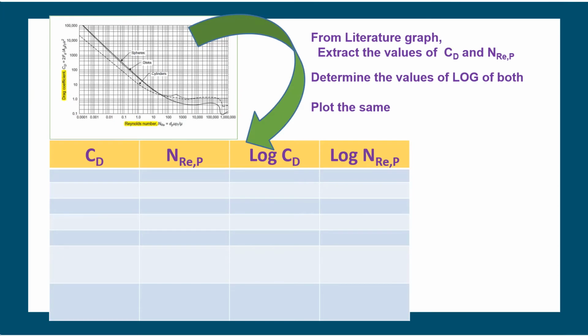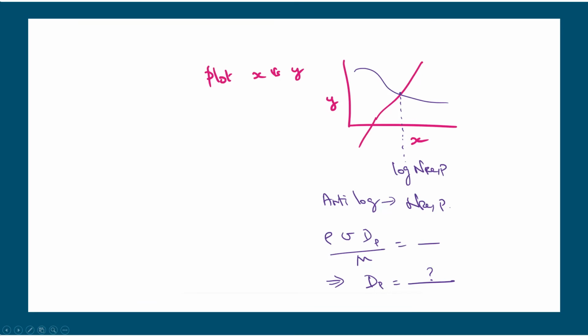And as explained by Dr. Rajaraj, we have to extract the data from the literature graph, or in the textbook you will have CD versus Reynolds number of the particle for spherical shaped particles. From the graph you take down the CD versus NRE data, then again take log of CD versus log of Reynolds number of the particle, superimpose this data onto the earlier plotted graph, and note down the point of intersection.